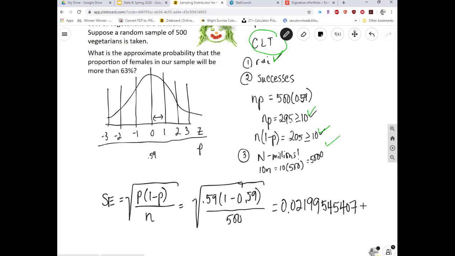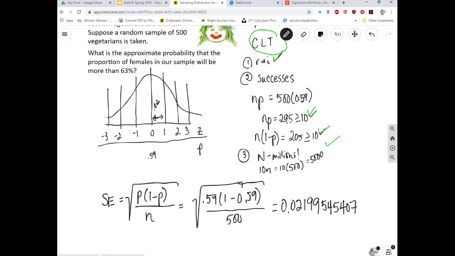545407. Okay. Now, why did I expand this out instead of rounding? I could have rounded, but what happens when you round? You're introducing little tiny bits of error that will actually catch up with you. Okay, so now this is saying that this is approximately 0.02.